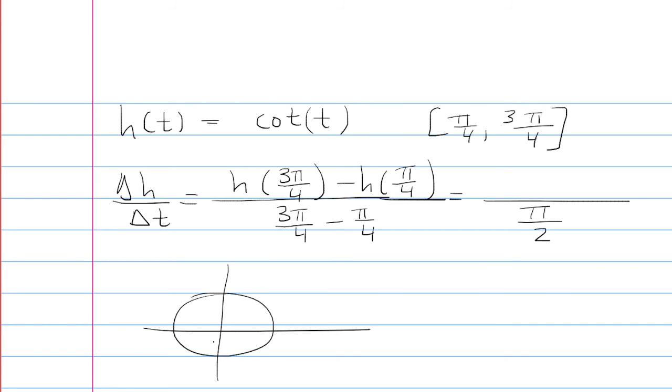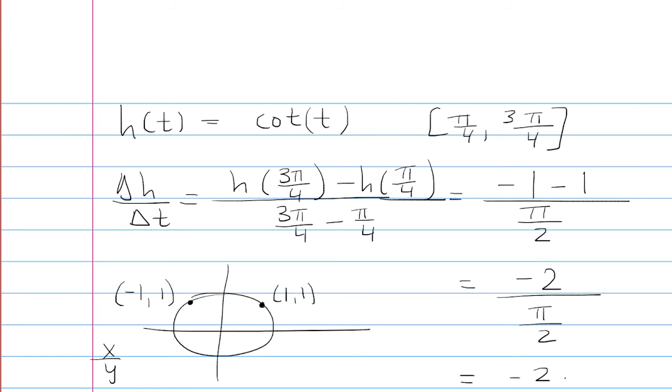For this, we're going to use the unit circle. 3 pi over 4 is going to be over here. That's negative 1 comma 1. So cotangent is the x over the y. So it's negative 1 over 1, which is negative 1. Now pi over 4 is over here. That's 1 comma 1. So 1 over 1 is just 1. So we have negative 1 minus 1 is negative 2, all over pi over 2, which I can just multiply by the reciprocal. And so this is just negative 4 over pi.